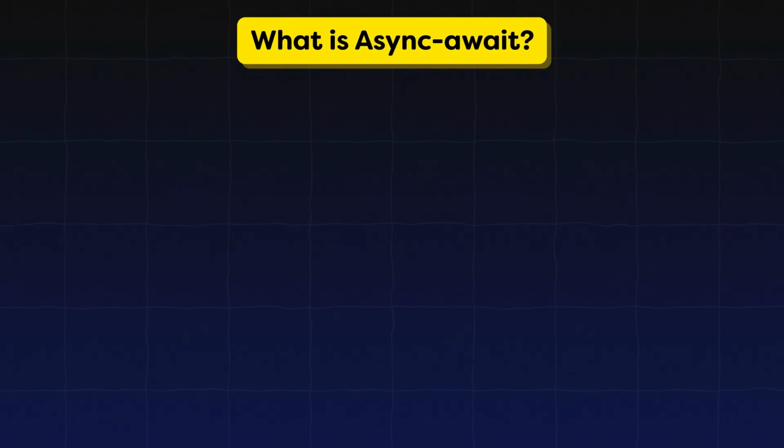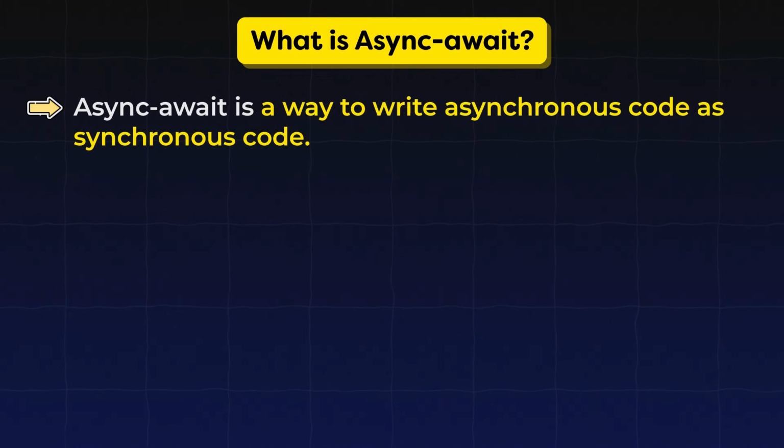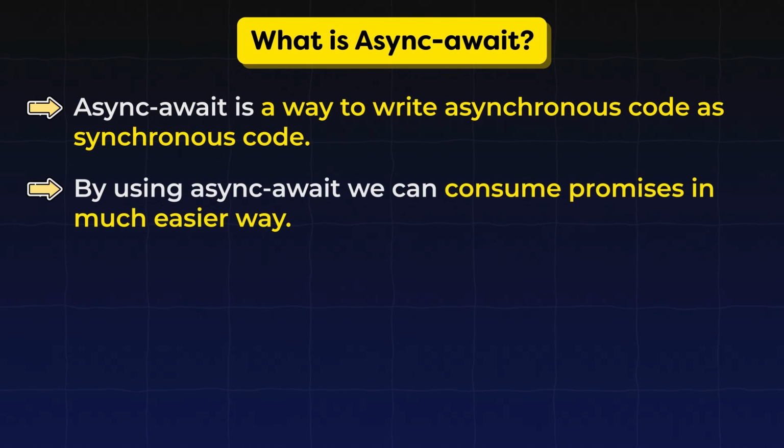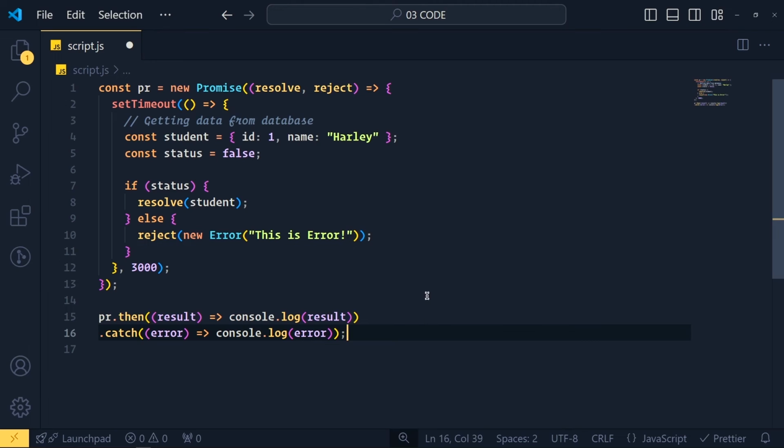What is Async-await? Async-await is a way to write asynchronous code as synchronous code. By using Async-await, we can consume promises in a much easier way. So this is the promise which we consume using then and catch methods. But this code looks a little bit complicated. So we can write this same code in a much easier way using Async-await.